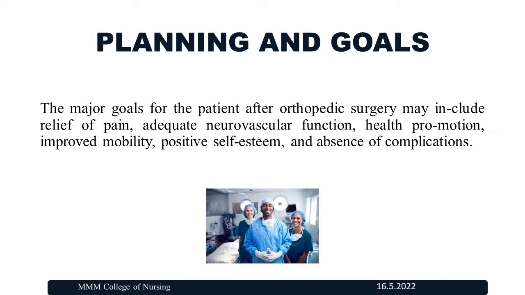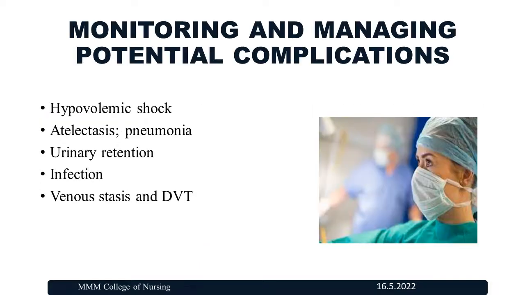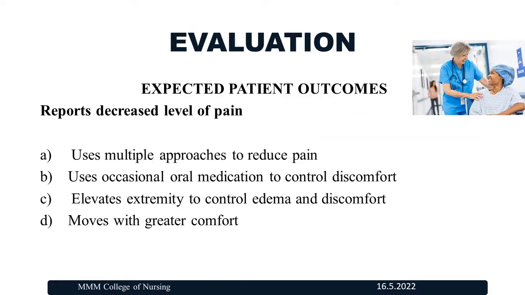Problem. Planning and goals of orthopedic surgery may include relief of pain, adequate neurovascular function, health promotion, improved mobility, positive self-esteem, and absence of complications. We have to monitor the complications: hypovolemia, atelectasis, pneumonia, urinary retention, infection, venous stasis, and DVT. The expected patient outcome: reports decreased level of pain, uses multiple approaches to reduce pain, and occasional oral medication to control discomfort, elevates extremity to control edema and discomfort, moves with greater comfort.